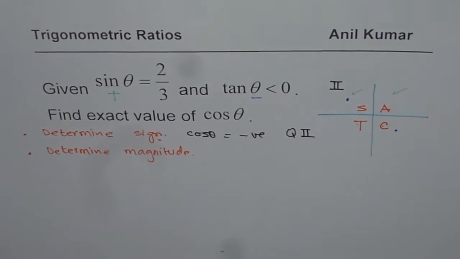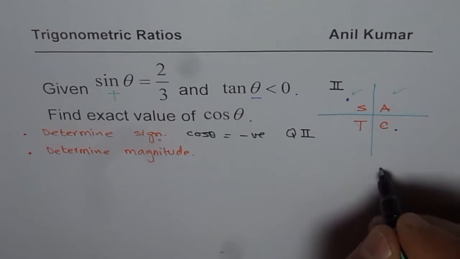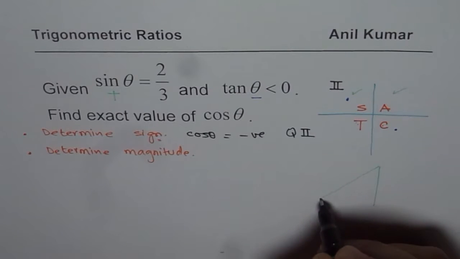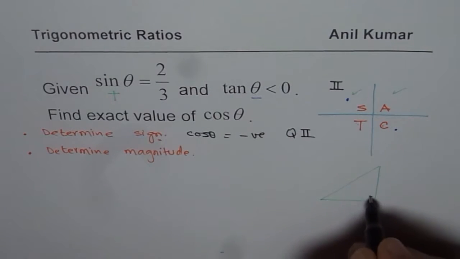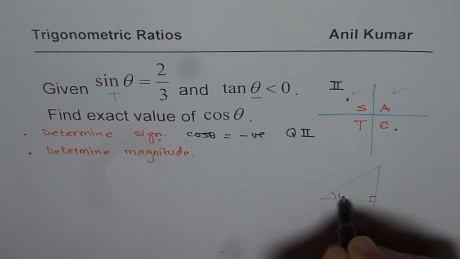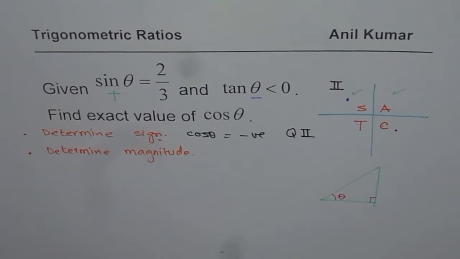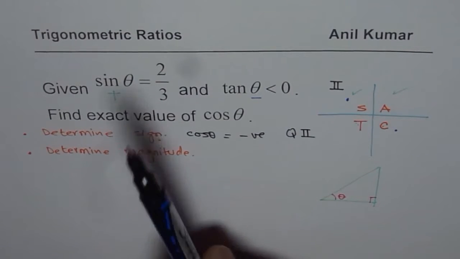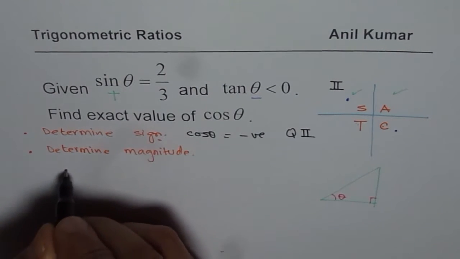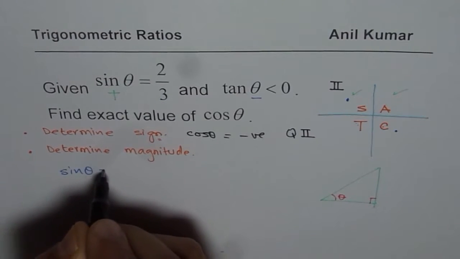So that is half of the question done. Now let's find the magnitude. To find the magnitude, we'll sketch the right triangle and apply SOHCAHTOA, right? So that is the right triangle. Okay, let's say this angle is theta. Don't really bother about whether it's an acute angle, obtuse angle, or reflex angle. Don't bother about that. Just see what is given to you. Sine theta equals 2 over 3. So we say sine theta. And what is sine theta?